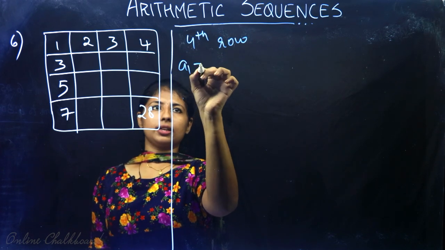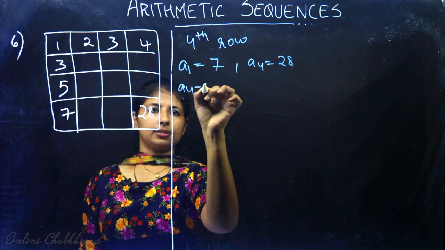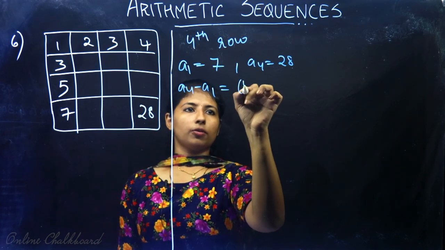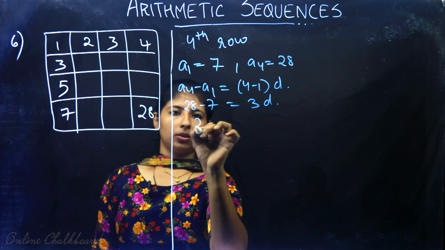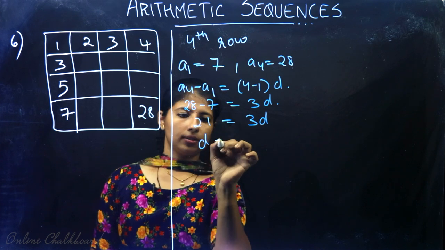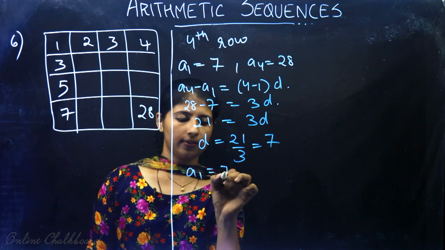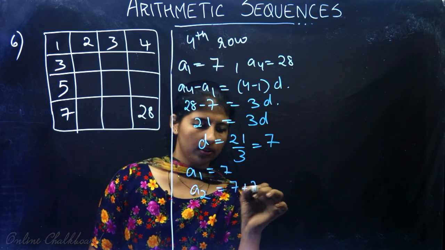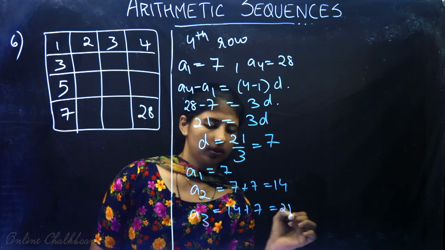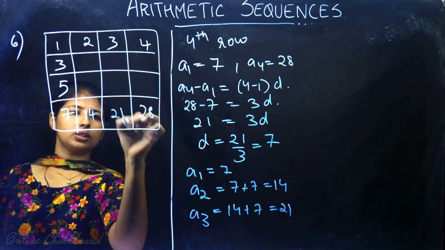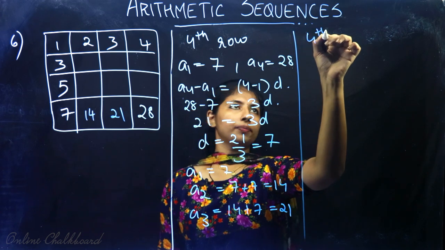The first term in the row is 7, and the fourth term is 28. A4 minus A1 equals 4 minus 1 into D. 28 minus 7 is equal to 3D. 21 is equal to 3D. D is equal to 21 by 3 equals 7. So the terms are A1 equal to 7, A2 is equal to 7 plus 7, 14, and A3 equal to the second term plus 7 equals 21. So we can fill here 14, 21.